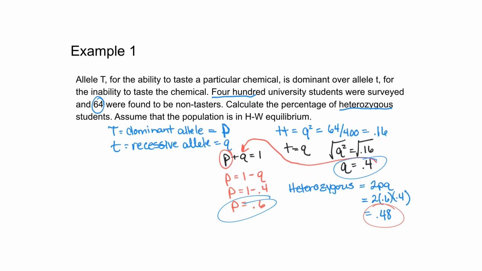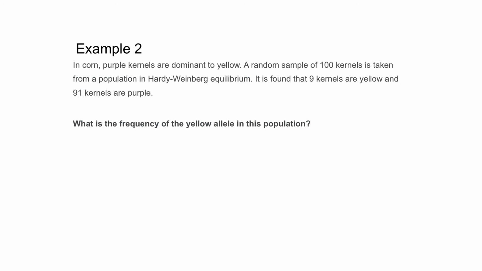Okay, let's move on to the next example. It says, in corn, purple kernels are dominant to yellow. So right away, I always like to write this down, because then I know what they're giving me in the problem. So let's use a capital P for the dominant allele. You know what? We better not, because P is also in our equilibrium. So let's use C.